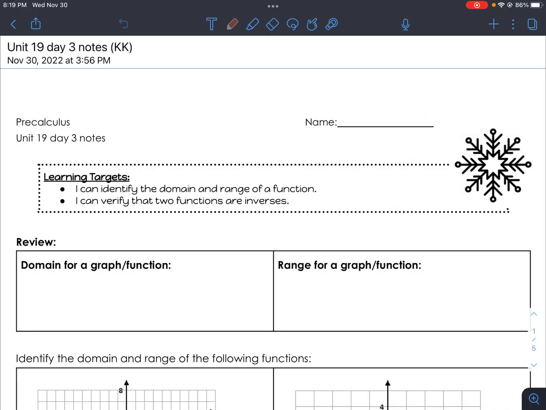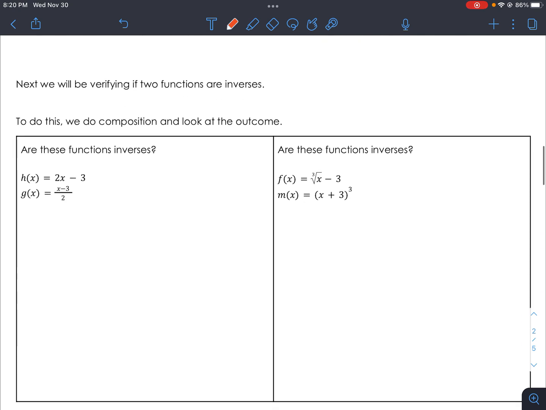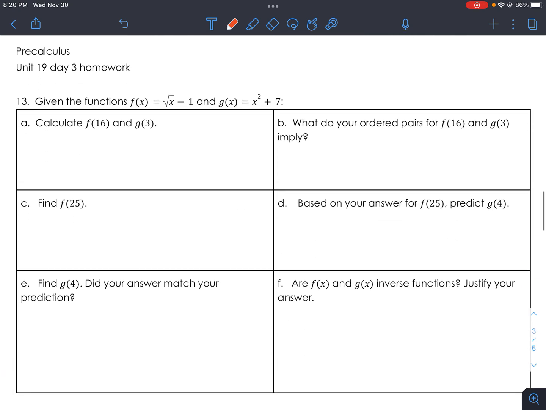Welcome. Here are the notes for day 3 of Unit 19. We're going to be looking at a few graphs today and then identifying if functions are inverses.